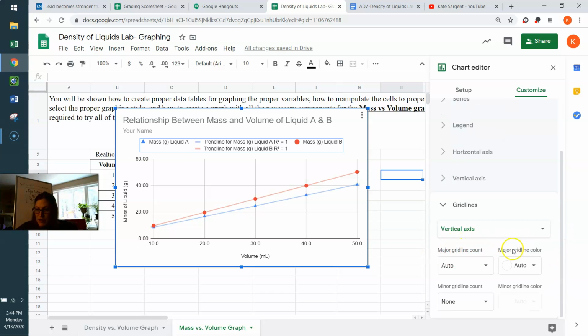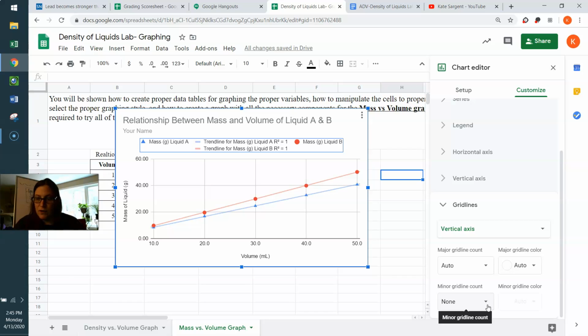These major grid lines need to be left where they are because they're showing the actual plotted values for your 10, 20, 30, 40, 50 milliliter and just some even scale mass values up your y-axis. However, minor grid lines add that little bit of detail.